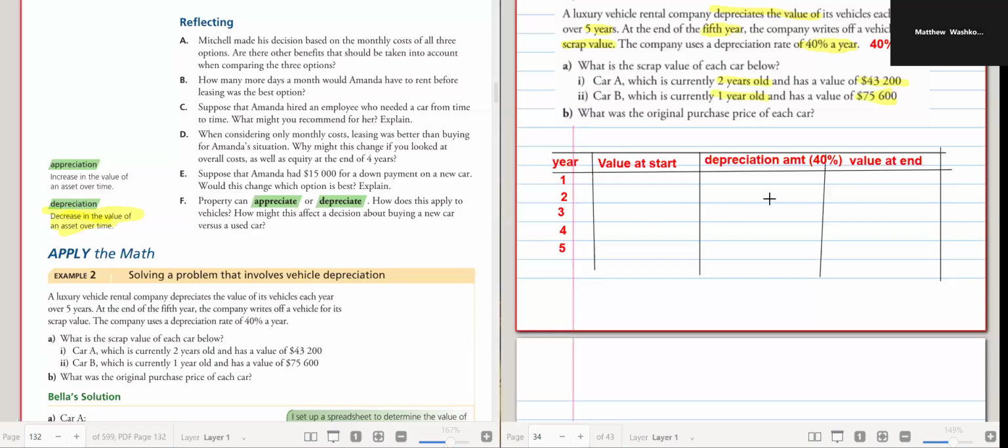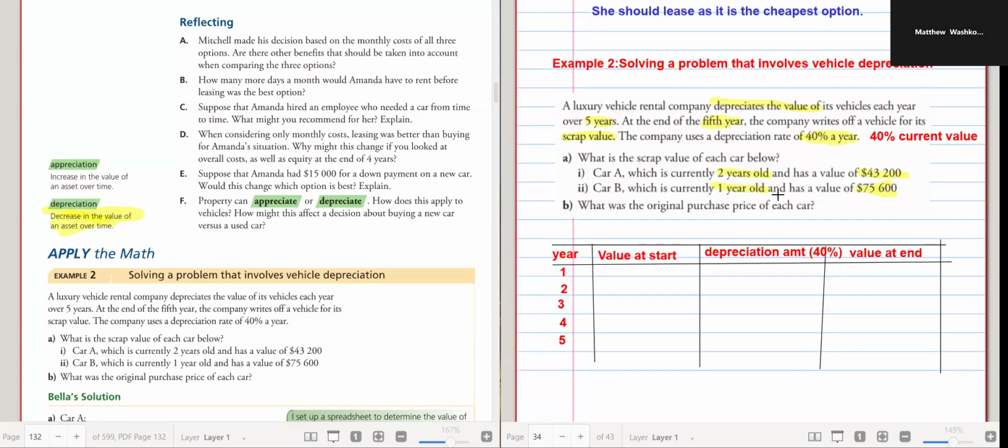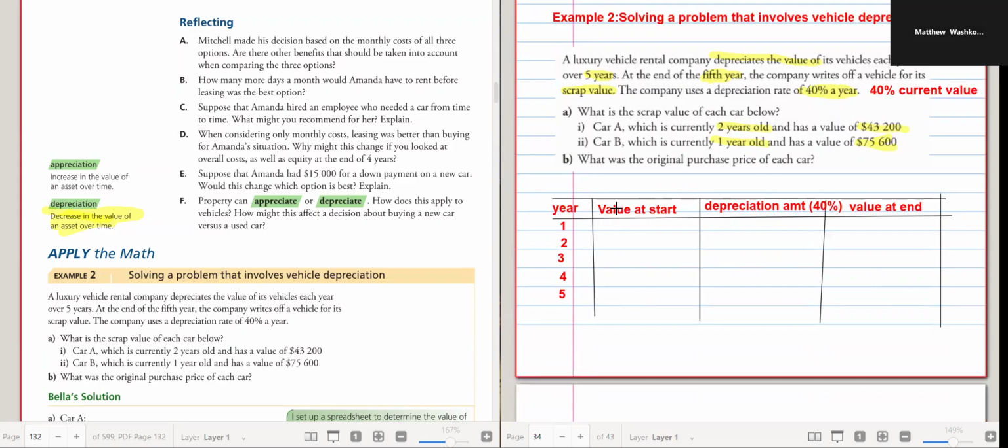All right. So I wasn't recording again. My bad, guys. So starting out here, we're going to look at this. What we're going to do is make a table. So make sure you guys get this in here. So we're looking at the years, the value at the start of the year, the value at the end of the year, and the depreciation amount during the year. So pause that video, get that going.